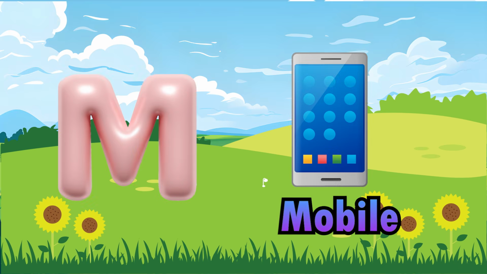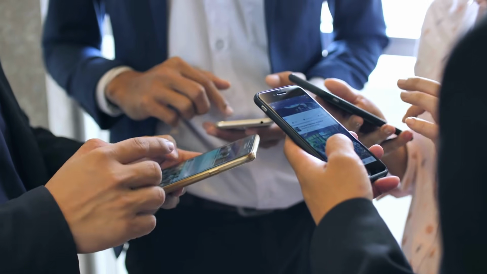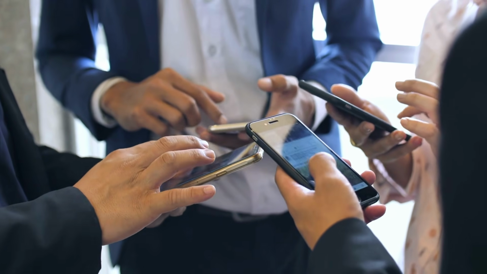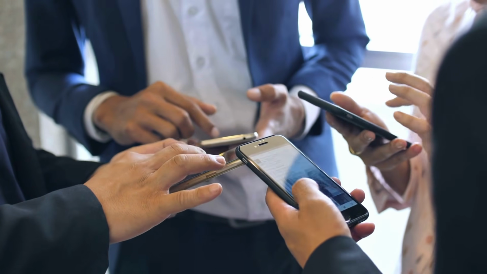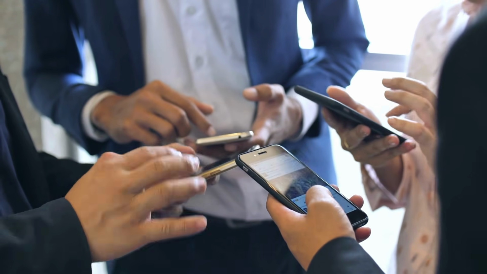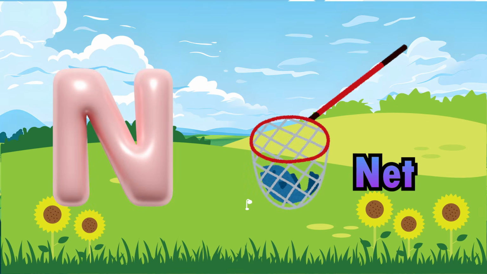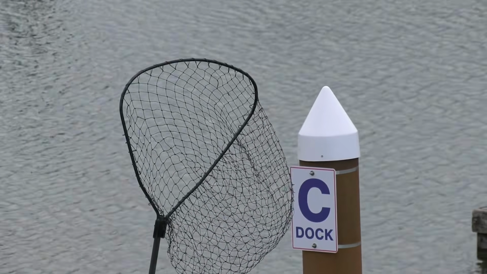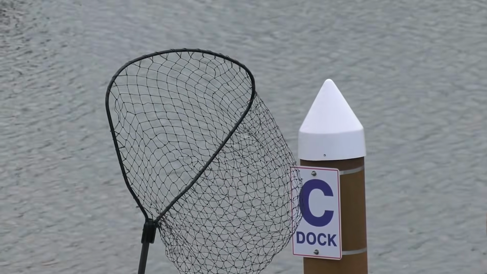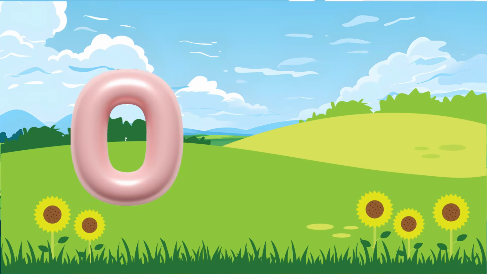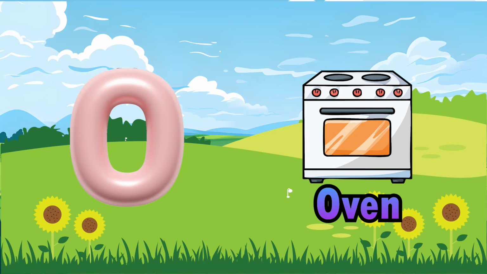M. M for mobile. M-O-B-I-L-E. Mobile. N. N for net. N-E-T. Net. O. O for oven. O-V-E-N. Oven.